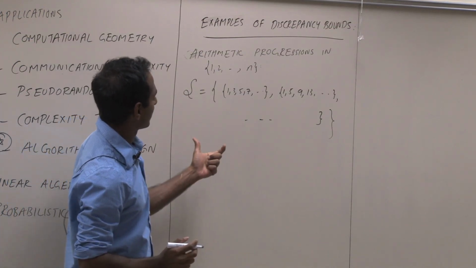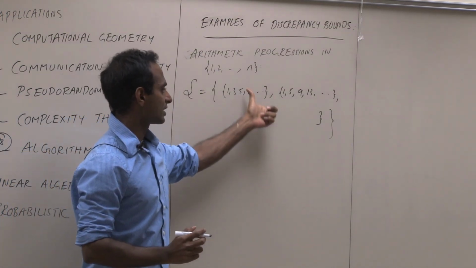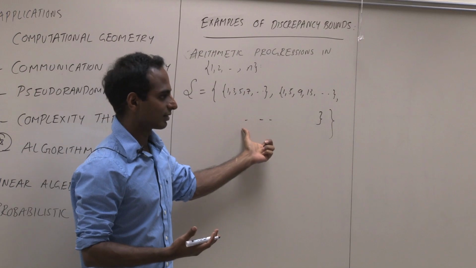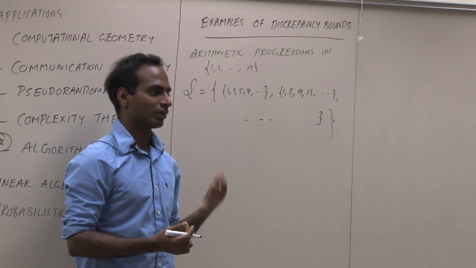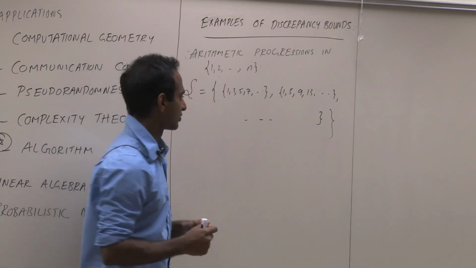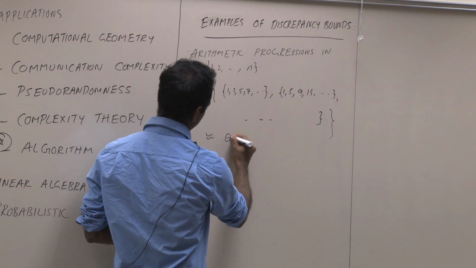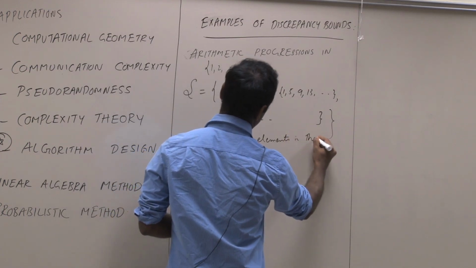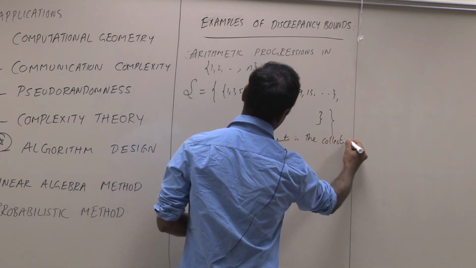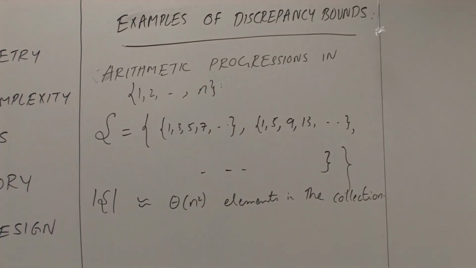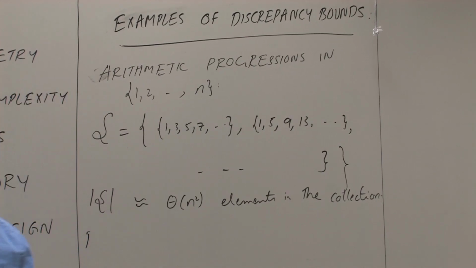Just as a quick reminder, how many sets will we see here, roughly speaking? We should see about n squared sets, right? Because an arithmetic progression is defined by two parameters, the starting point and the difference of two consecutive elements. So there are roughly theta of n squared elements in the collection. You're only looking at progressions that go all the way up to n? Yeah.